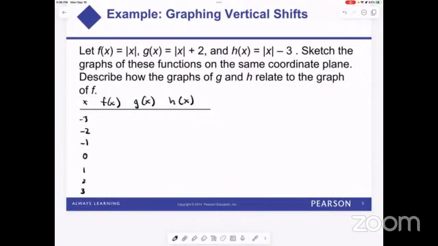Can anybody describe the shape of absolute value of x? What does that basic shape look like? And the hint is it looks like a letter in the alphabet.